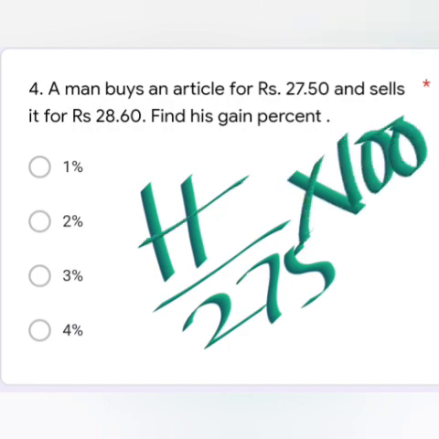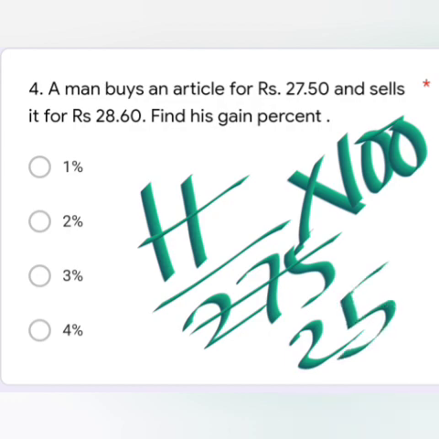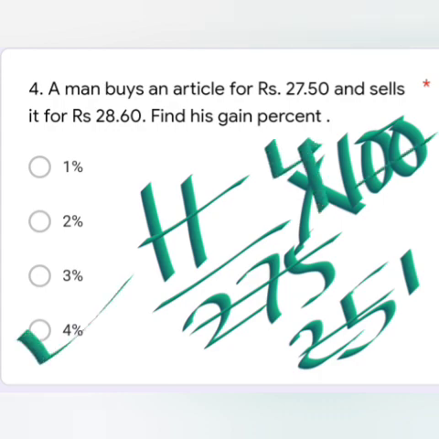Now see, 11 ones are 11, 11 twos are 22. So 7 minus 2, 5, 55 left, 11 fives are 55. So 25 ones are 25 and 25 fours are 100. So 4% is the right answer.